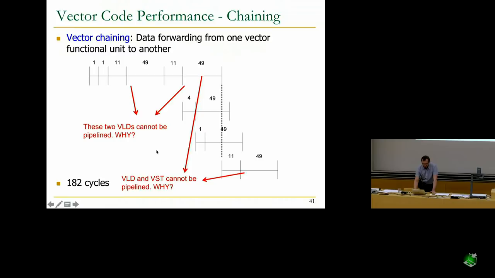Then the question you ask is, these two loads, they're actually completely independent of each other. But we're not doing anything. We cannot pipeline them. Actually, this load and store, they're also completely independent of each other. We're not doing anything to pipeline them. Why? Well, because we assume that each memory bank is a single port. Now we're bottlenecked by memory bandwidth. Computation is not a problem. Memory bandwidth is a big problem.